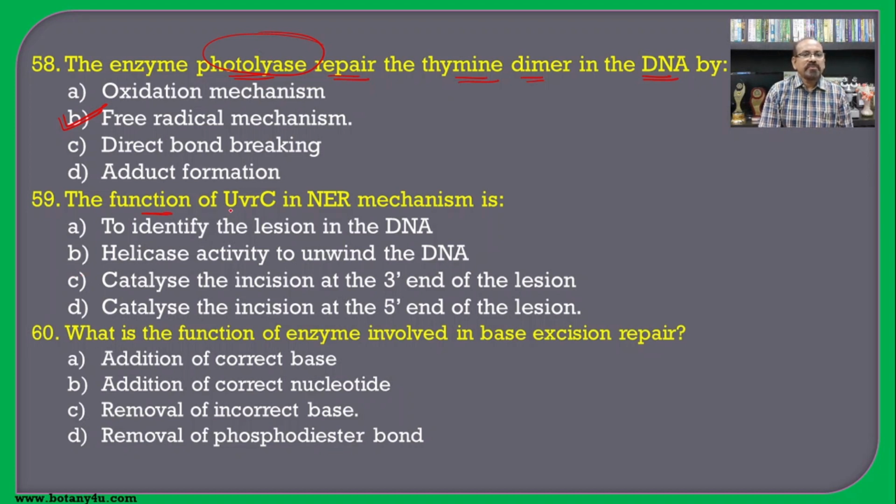The function of UVRC in a nucleotide excision repair mechanism is to identify the lesion in the DNA, that is the wrong one. Helicase activity to unwind the DNA is also the wrong one. Then to catalyze the incision at the 3' end is the correct function, but the 3' end of the lesion is the wrong one. It is responsible for catalyzing the incision at the 5' end of the lesion, and hence it is the correct option for this question.